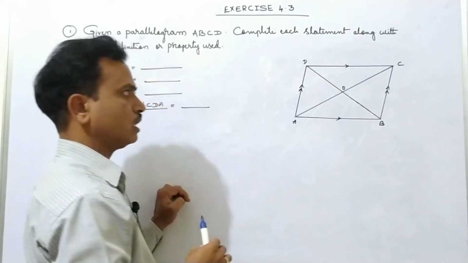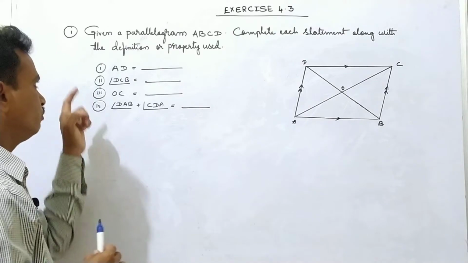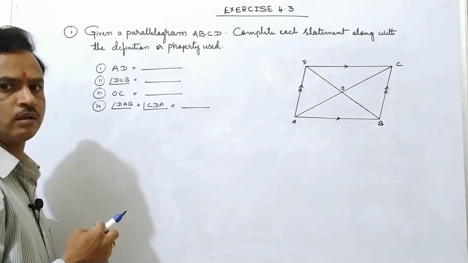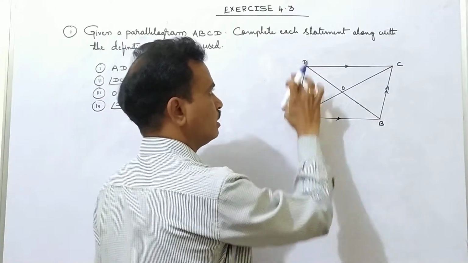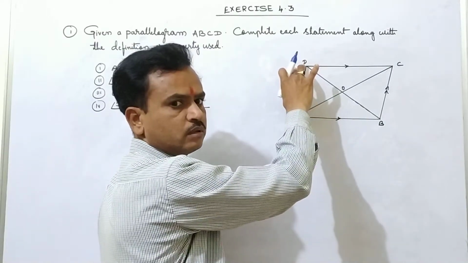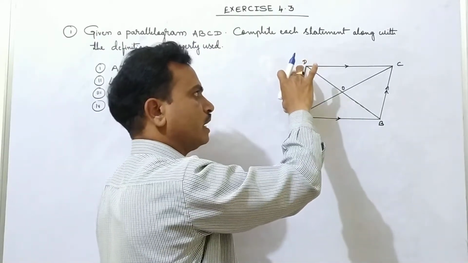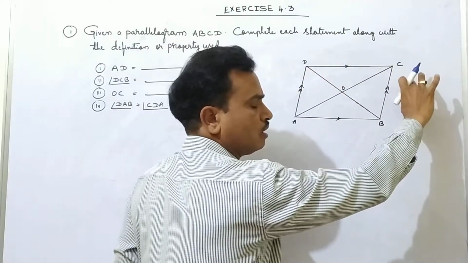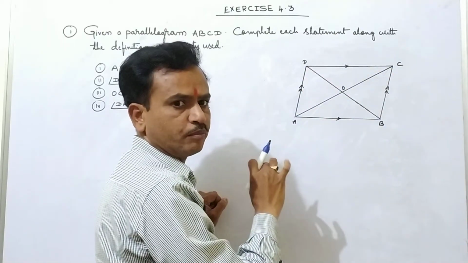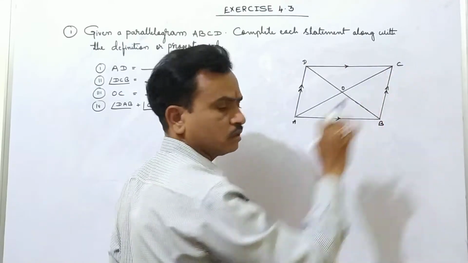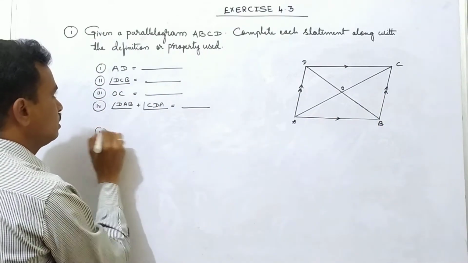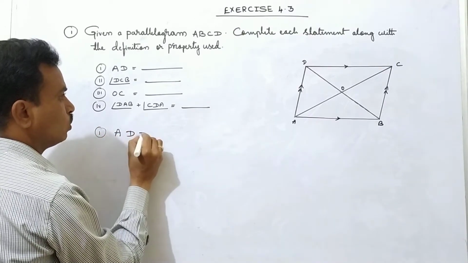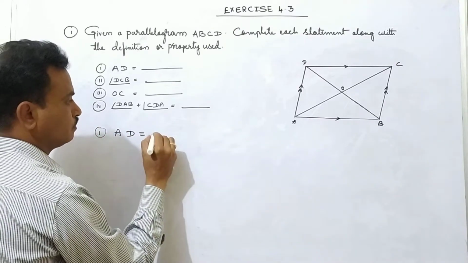Now, let us see what are the given points here. First point, AD is given here. This one side is given. AD is the side. AD is equal to what is here? BC. That means opposite sides are equal in a parallelogram. So, first answer is AD is equal to BC.